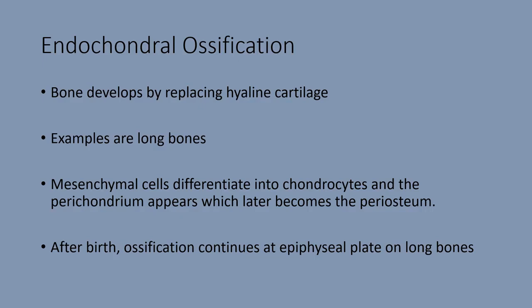Endochondral ossification is when bone develops by replacing cartilage, and it's usually hyaline cartilage. Examples of this are your long bones. So now your mesenchymal cells will differentiate into chondrocytes. Chondrocytes, remember, are making the cartilage, and the perichondrium appears later, which is eventually going to become the periosteum. After birth, ossification will continue at the epiphyseal plate of the long bones.